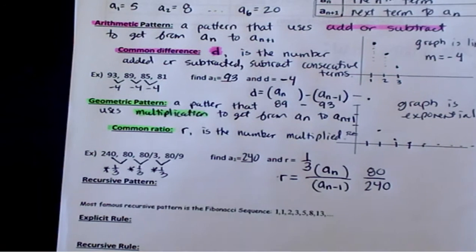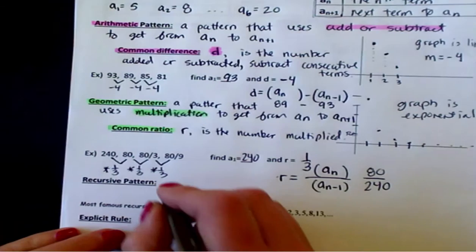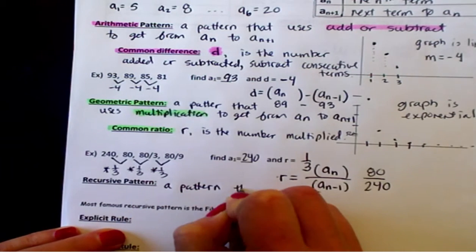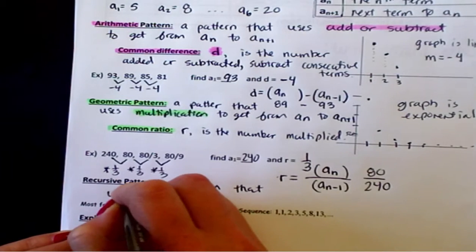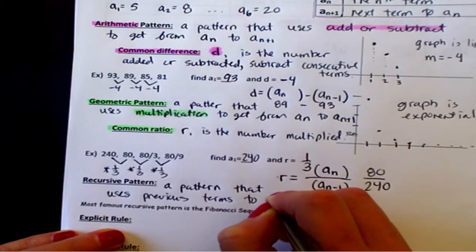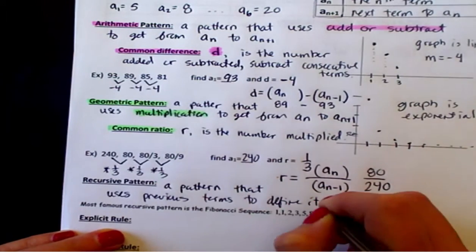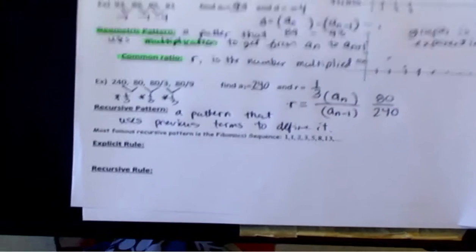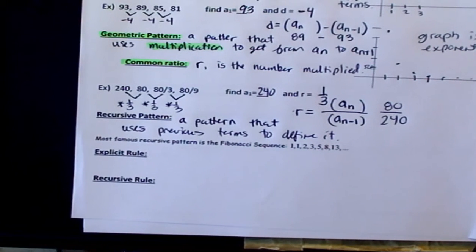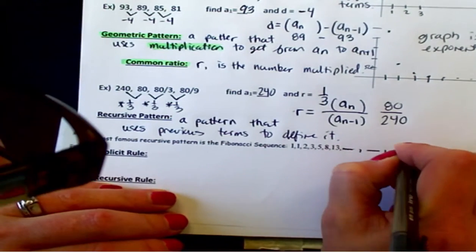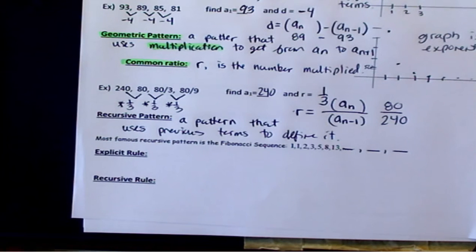All right, last type of pattern is a recursive pattern. This is a pattern that uses previous terms to define it. The most famous one is the Fibonacci sequence. 1, 1, 2, 3, 5, 8, 13. Can you fill in the next 3 terms? Can you find the pattern?